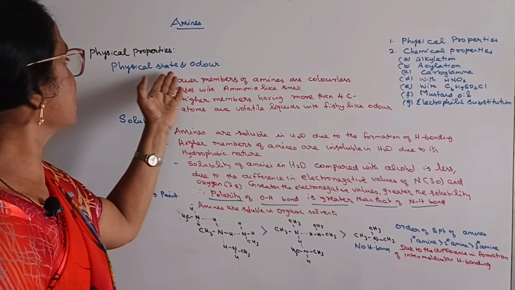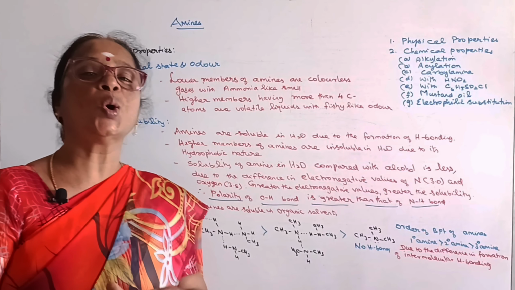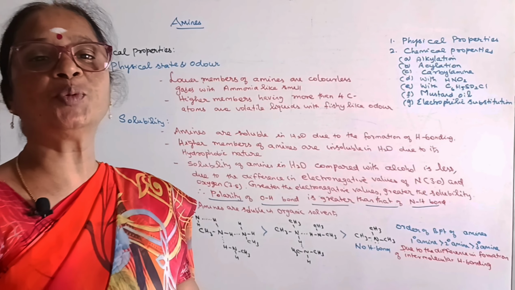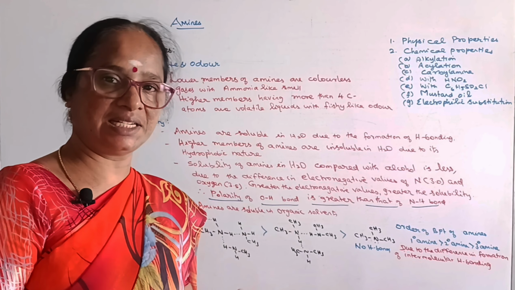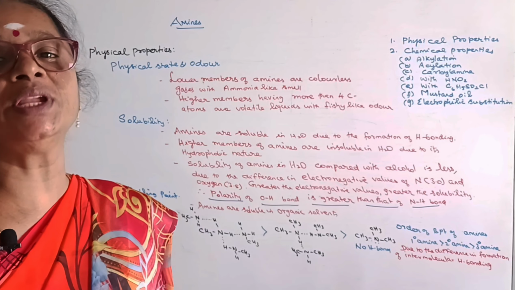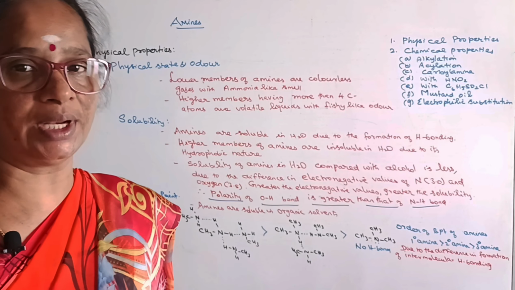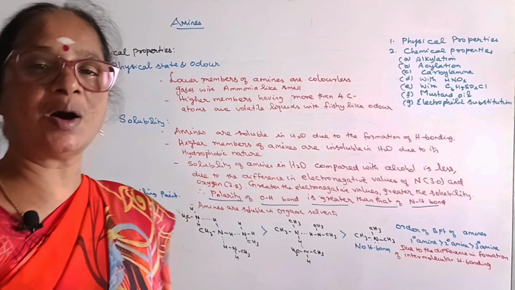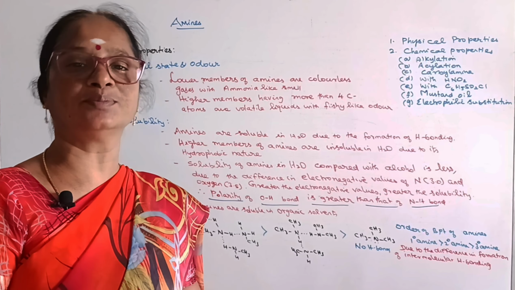When we discuss the physical state and odor of amines, the lower members, up to the compounds having 3 carbon atoms, are found to be in a colorless gaseous state, and they have an ammonia-like smell. Ammonia-like smell is nothing but a pungent odor. But the higher members of amines, having 4 or more carbon atoms, are colorless volatile liquids, and at the same time they have a fishy odor.